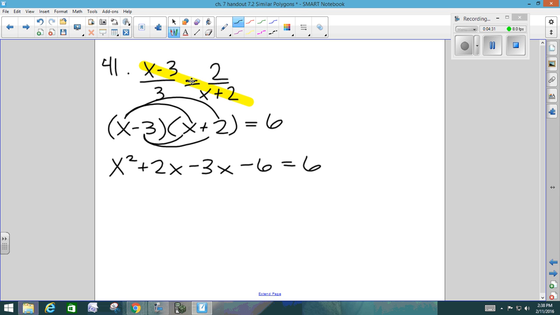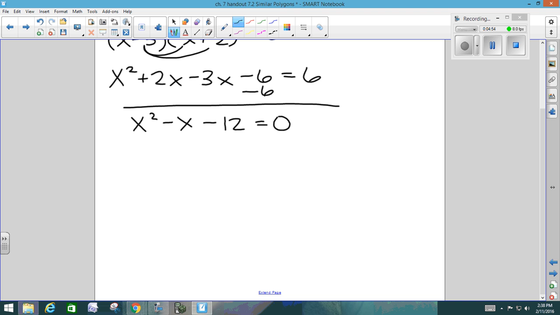That's foiling from last year. First terms, outside terms, inside terms, last terms. Okay. When you have a squared term, you want to bring everything to the same side. So I'm going to subtract the 6 over to the left side. And this is x squared minus x minus 12 equals 0.